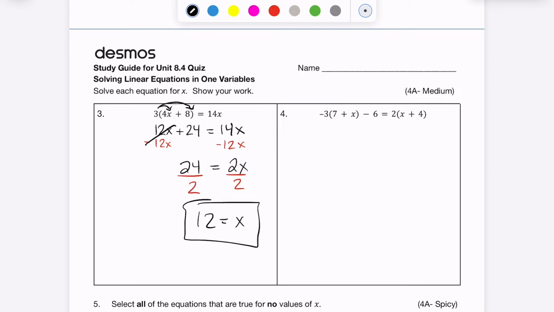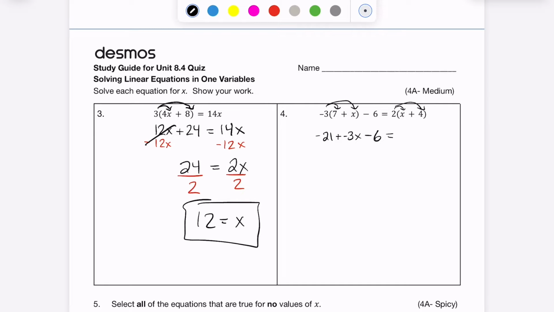Okay, 4 looks a little bit more complicated, but the process is the same. Take it one step at a time. We have parentheses, so we can use the distributive property anywhere we have these parentheses. We have negative 3 times 7, that's negative 21. And then we're going to add negative 3 plus times x. So that's either going to be plus negative 3x, or we could write that as a minus 3x, right?